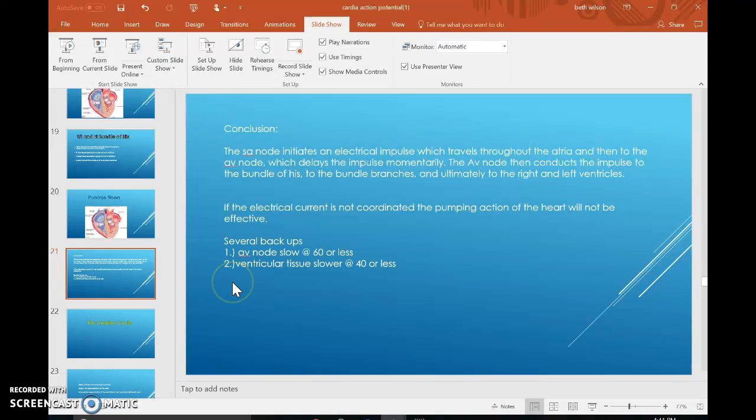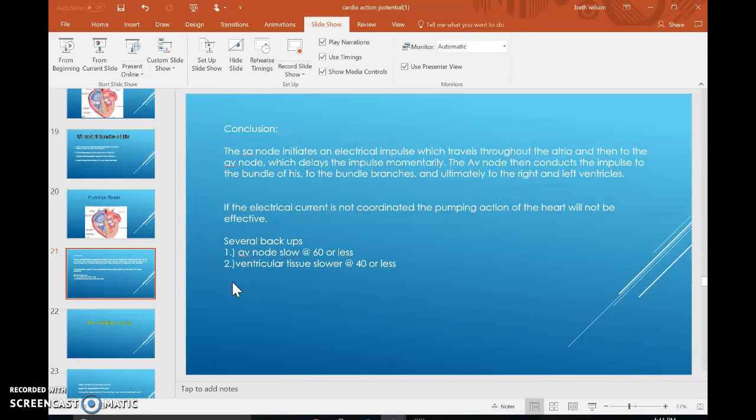Okay. Anyway, so in conclusion, sorry about that. The SA node initiates the electrical impulse. It travels through the atria, through the AV node, which delays the impulse momentarily so that the atria can release the blood to the ventricle. The AV node conducts the impulse down to the bundle of His, through the right and left bundle branches, ultimately to the right and left portions of the heart through the Purkinje fibers. Okay?